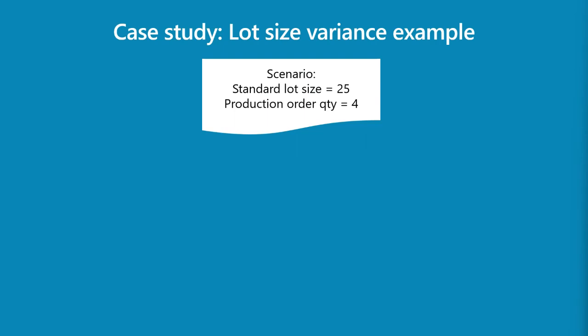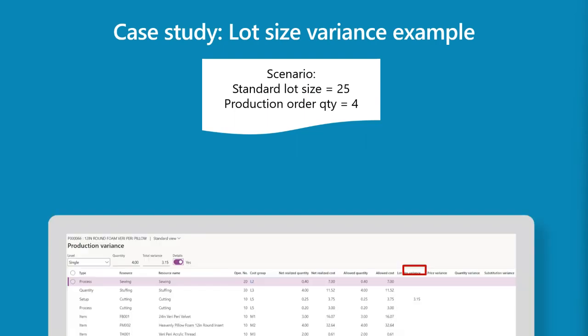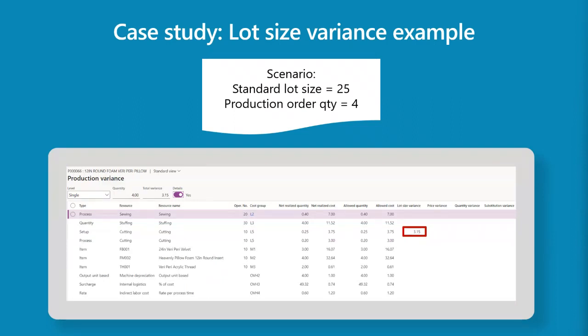After picking, reporting as finished, and ending our production order, we can see the variance in our production variance page. In our example, the variance is shown in the lot size variance column for the setup time on the cutting operation, which is our constant cost.